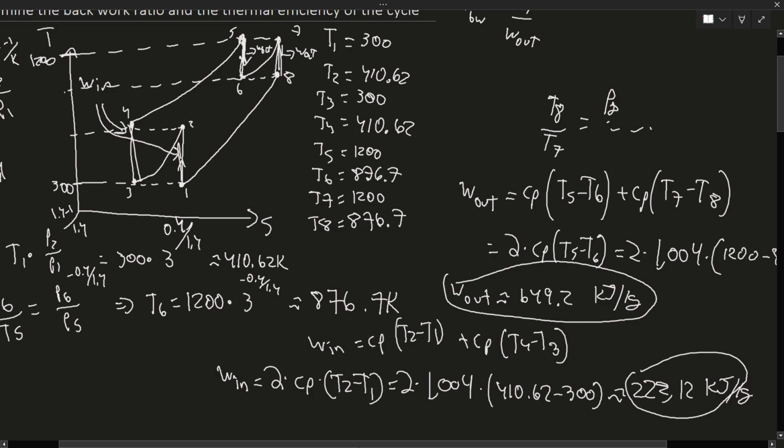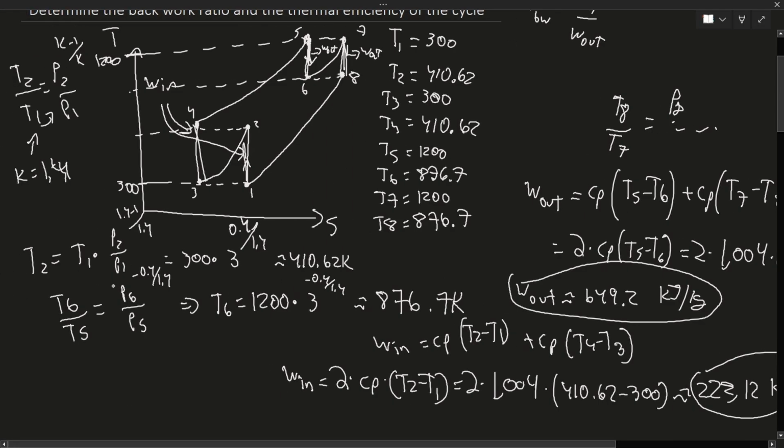All right. Now we have everything to find the back work ratio. Our back work ratio equals W in over W out. W in is 222.12 divided by 649.2 times 100%. Back work ratio is equal to about 34.2.